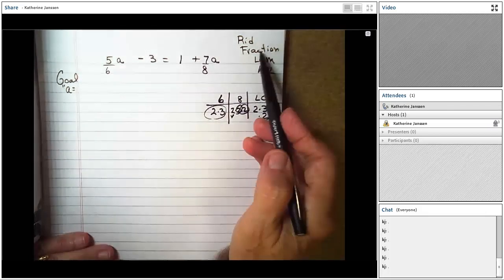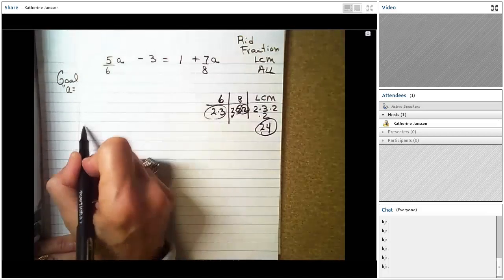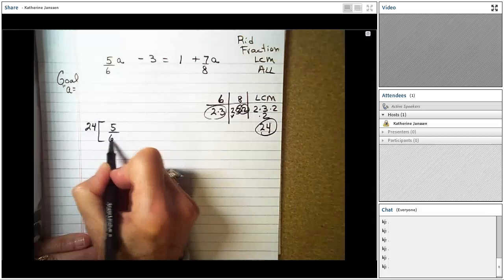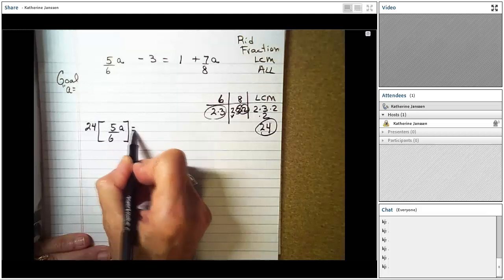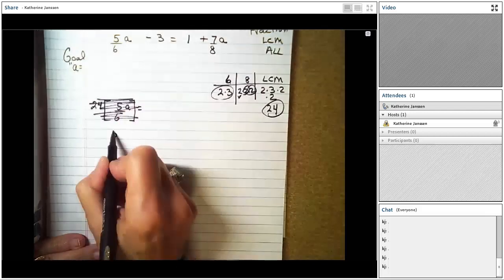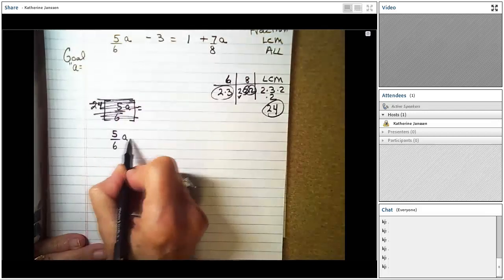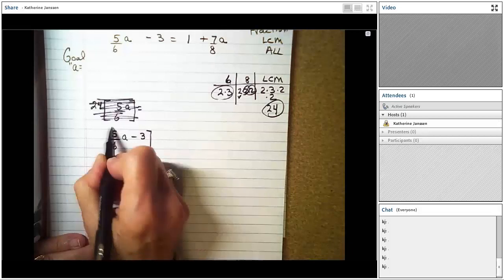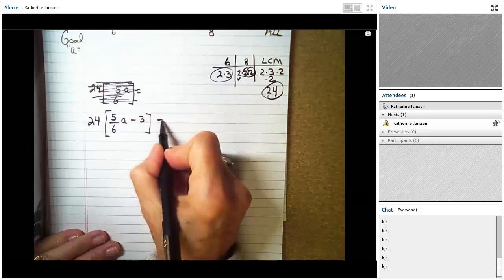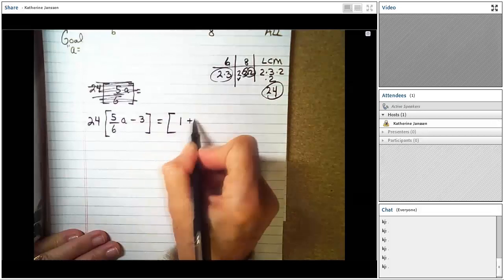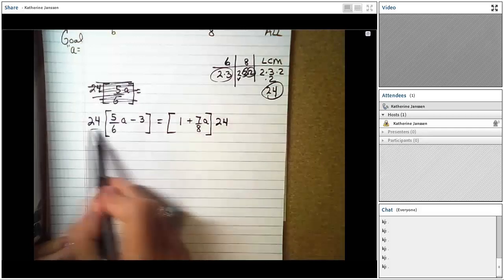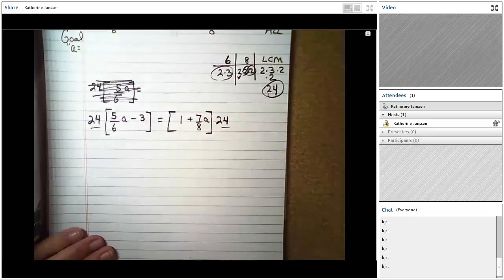Now, getting rid of fractions, we're told to multiply both sides, all terms, by our least common multiple. Oops, I copied that down wrong. 5/6a minus 3, and we're going to multiply times 24, our least common multiple. On this side, I have 1 plus 7/8a. I'm going to multiply that by my least common multiple. So I'm multiplying by the least common multiple on both sides of my equation.